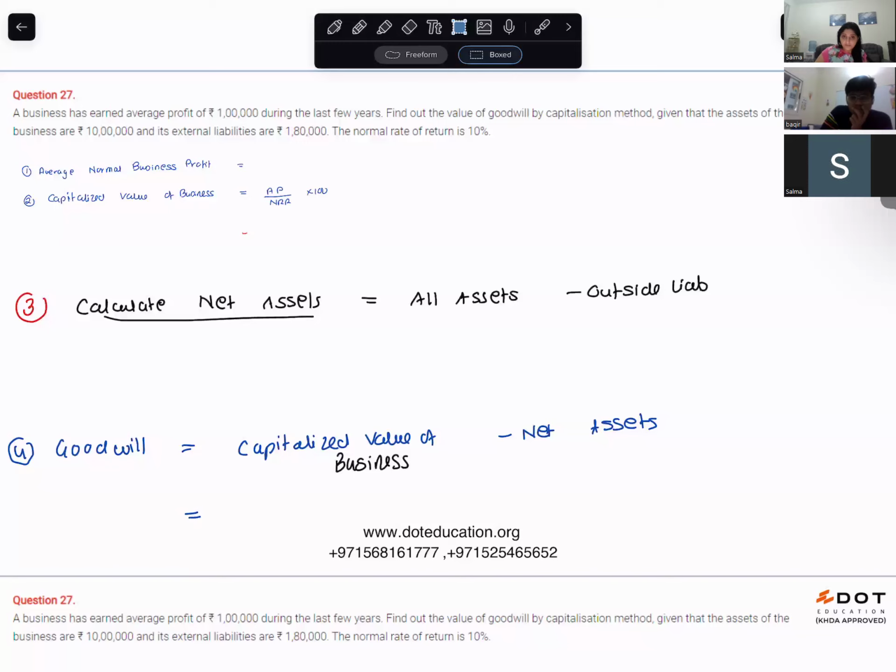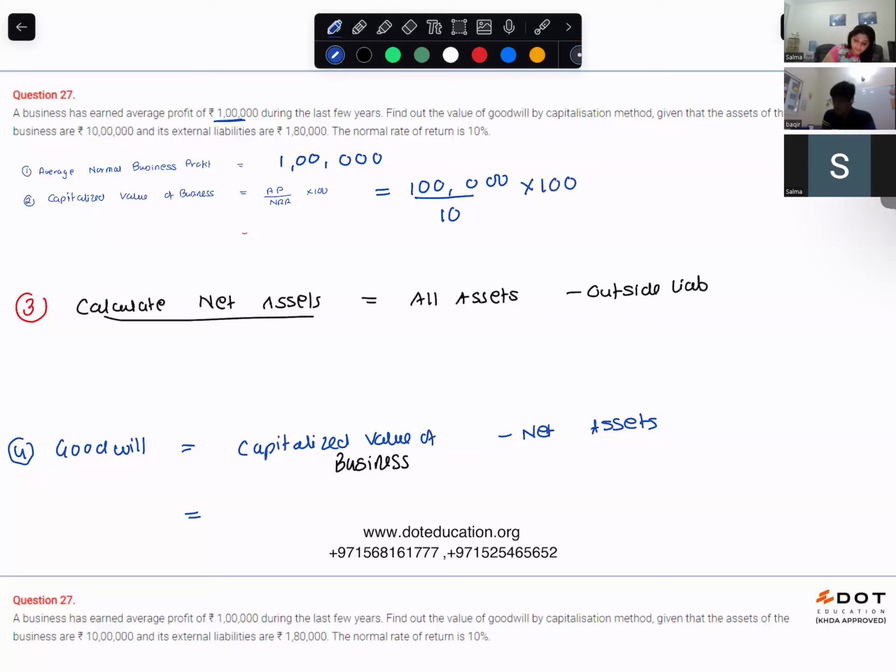How did you do it? Yes, ma'am. So first we get the average normal business profit, which is 1 lakh. Then we get the capitalization value of the firm, which is 1 lakh divided by 10 multiplied by 100. How much is the answer? So this will be 10 lakh.